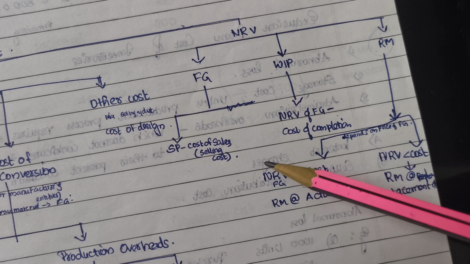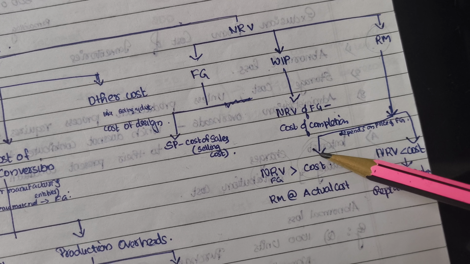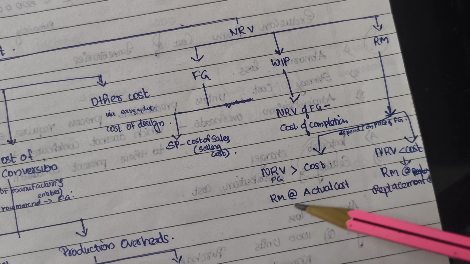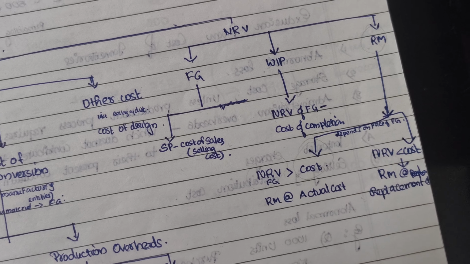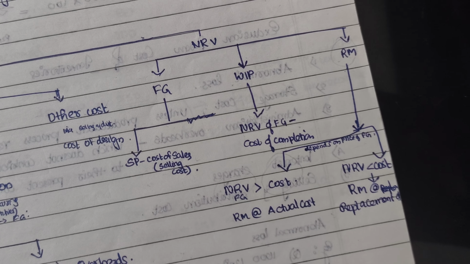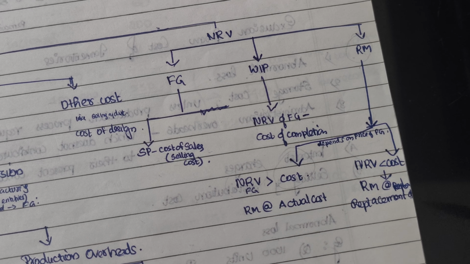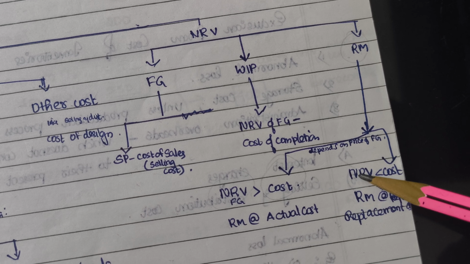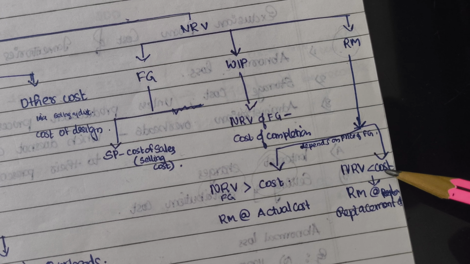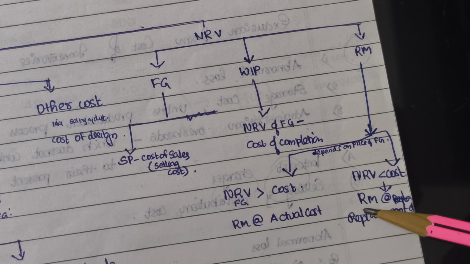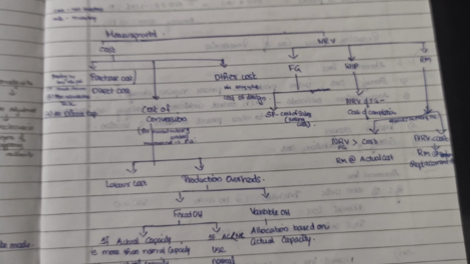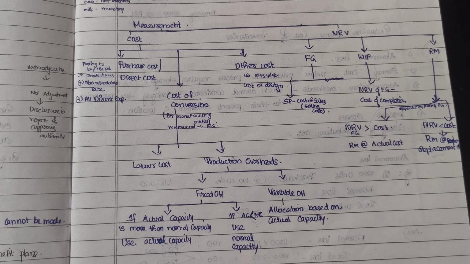If NRV of finished goods is greater than the cost of finished goods, the raw materials are valued at actual cost. And if the NRV of finished goods is less than the cost of finished goods, then raw materials are valued at replacement cost. This is about the measurement of inventory.